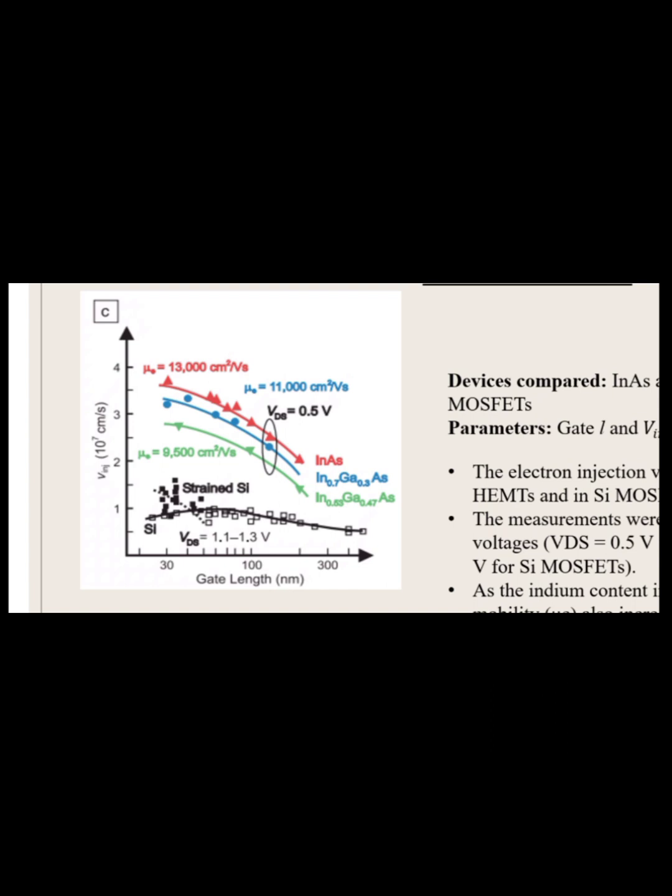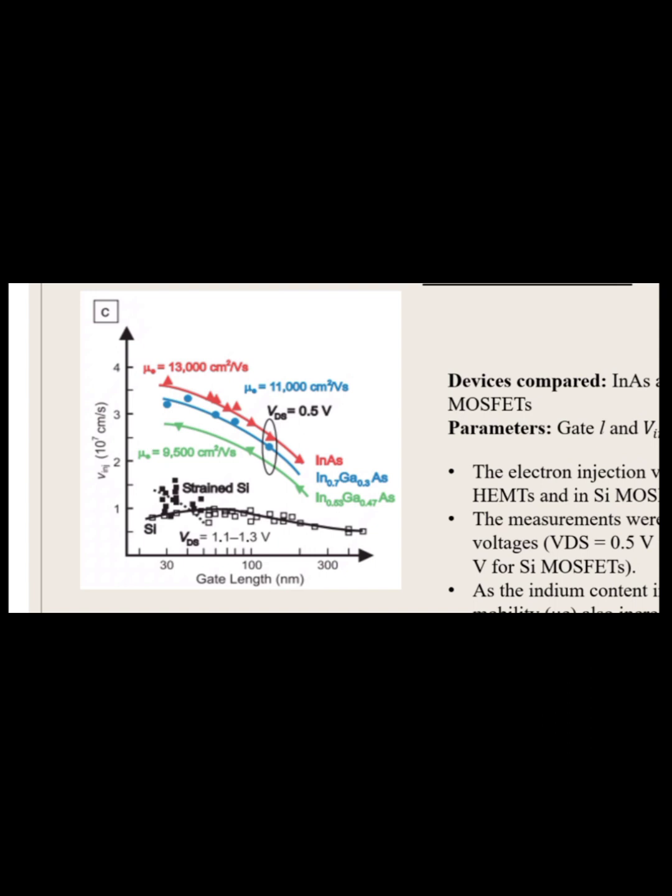So indium gallium arsenide with different indium composition exhibits a significantly higher electron injection velocity. What they are trying to say is that as the indium content increases in indium gallium arsenide, you can see an increase in V-inch, which is nothing but the electron injection velocity. They say that indium gallium arsenide with different indium compositions exhibits a significantly higher electron injection velocity compared to both strained and unstrained silicon. The higher electron injection velocity leads to higher on currents in indium gallium arsenide HEMTs.